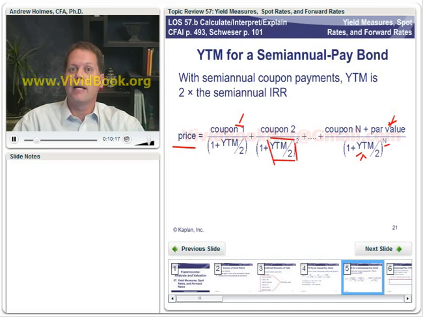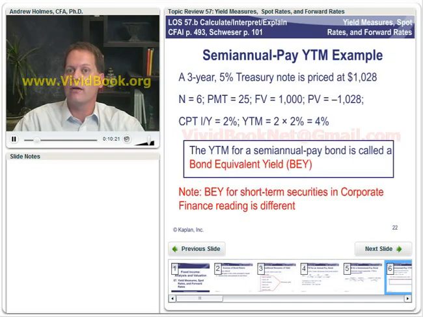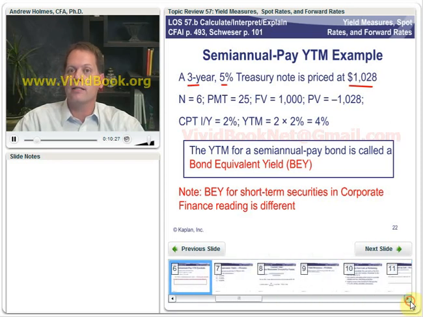So looking at an example, we have a 3-year 5% treasury note priced at $1,028. So what do we know? Hey, the present value, we're going to enter that. That's what you buy it for today, minus $1,028 out of your pocket. The future value is going to be $1,000. There are going to be payments of $25. How do I know that? 5% times $1,000 par value. That's $50 a year. Divide by 2.